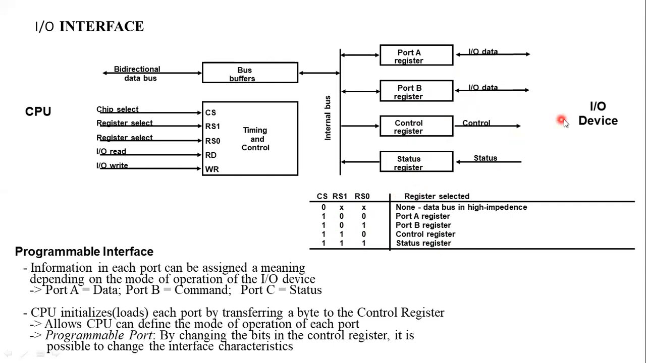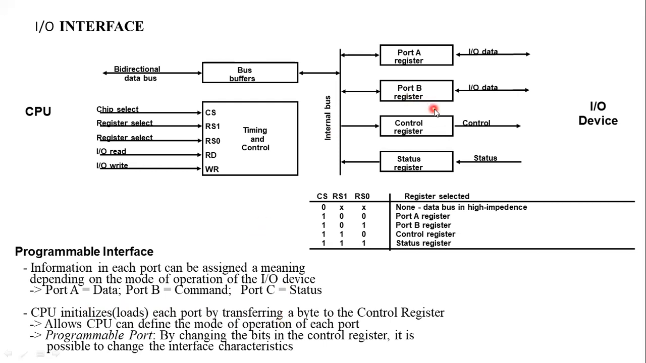So in this way, we are working from the IO device to the internal bus, thereafter the bus buffer, and thereafter with the help of the bidirectional data bus to the CPU. You will see another piece of information over here, programmable interface. Information in each port can be assigned a meaning depending on the mode of operation of the IO devices. Port A is data, port B is command, and port C is status. So CPU initialization loads each port by transferring a byte to the control register, which allows the CPU to define the mode of operation of each port.